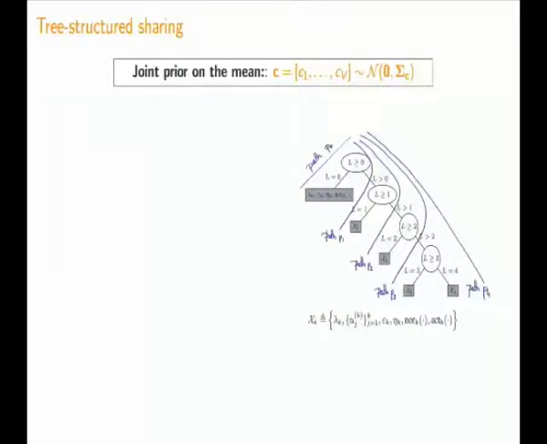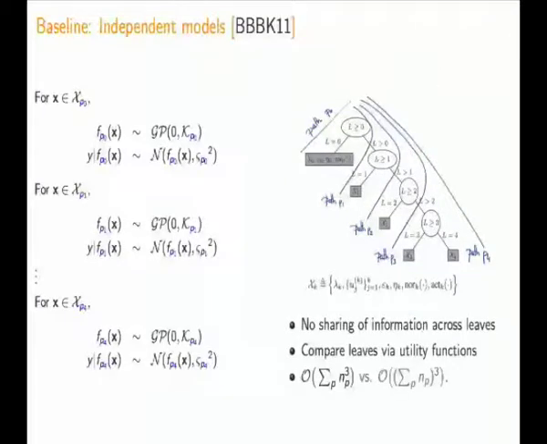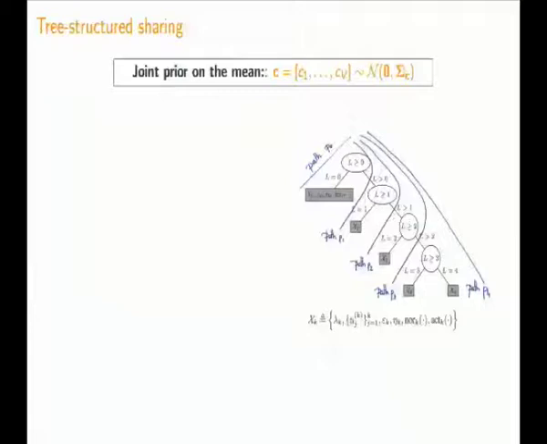And so the extension that we considered here is a tree-structured sharing of information. You can think of it as the previous independent model approach, except that we would like to couple paths that overlap in this tree to some extent. The way we do that is we assume that V is the number of nodes in the tree, and we associate every node with a weight vector c. We assume that this vector c is drawn from a zero mean Gaussian distribution with some covariance matrix.